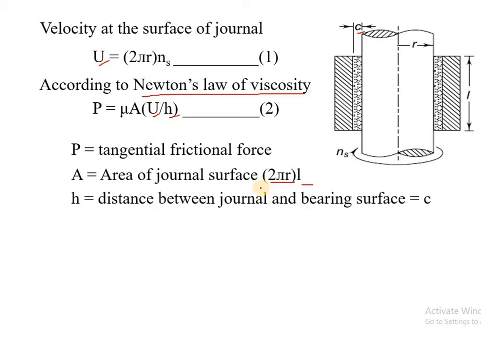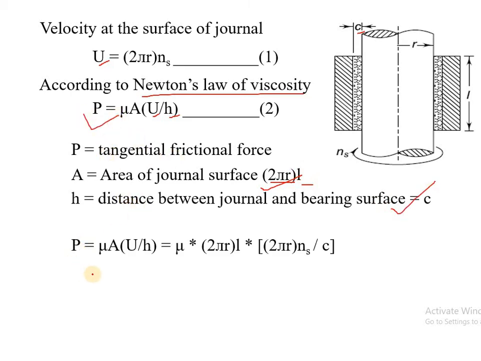So now substituting these values in equation number 2. Equation number 2 is mu A in bracket U upon H. Mu as it is, substitute A, substitute the value of U, 2 pi r into ns, and H as C. So your equation becomes 4 pi square r square into L into mu into ns upon C. So this is nothing but the tangential frictional force.